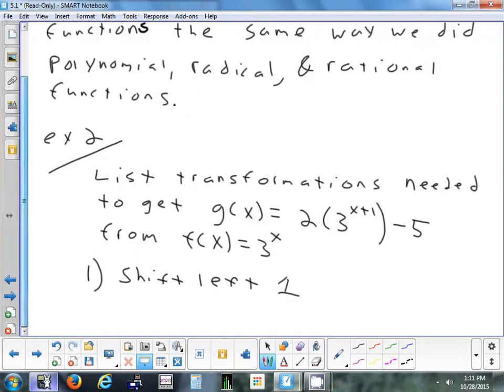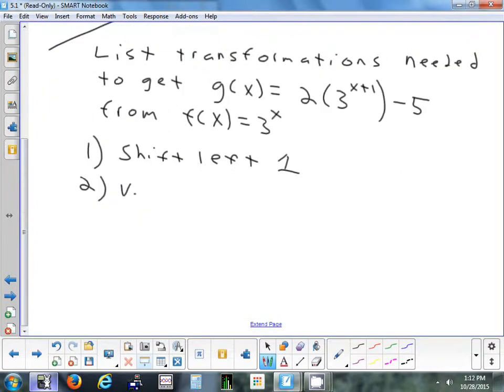Okay, next number we look at. The 2. Yep, I'm going to look at the 2. And what happens when you take a function and multiply by a number in front? That's a vertical stretch. Yep, that's your vertical stretch, by a factor of 2.